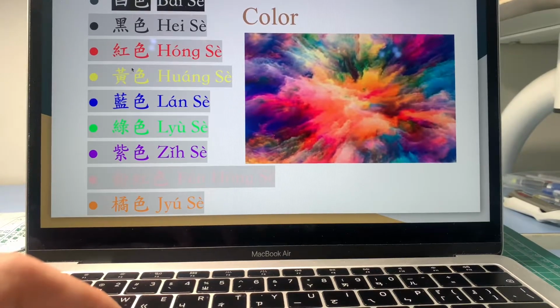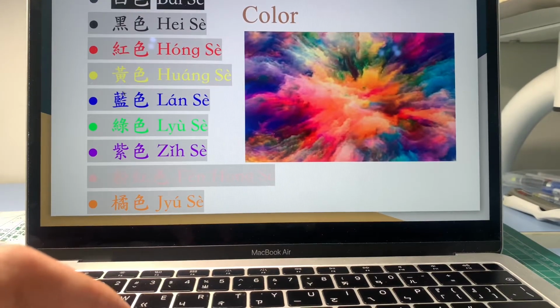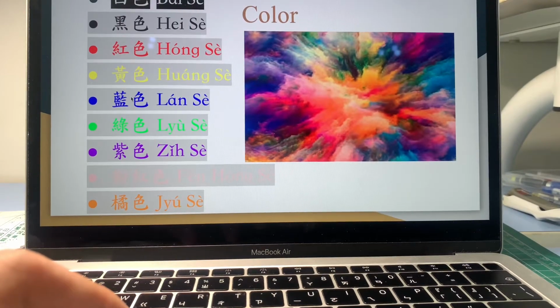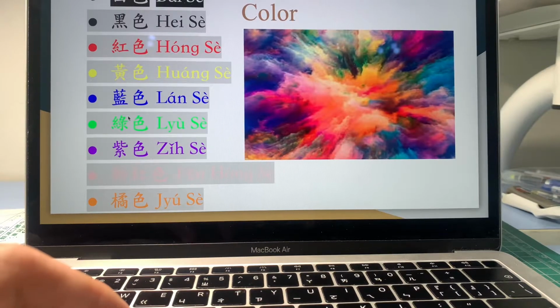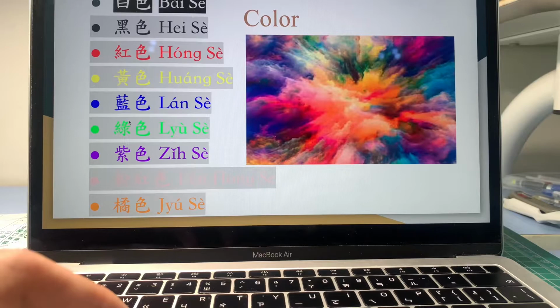Next one is 黄色, yellow. And the next one is blue, 蓝色. And then the next one is 绿色, green.